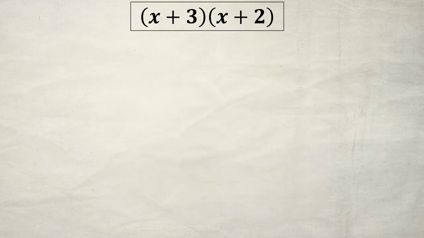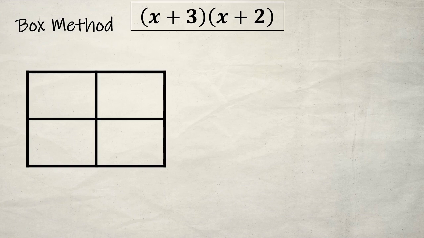Alright. Now here, this is the same problem, but we can do this in another way. If we use a box method, it kind of looks like four square, and this is very similar to algebra tiles. We're just going to be using x's instead of the shapes. I'm going to take that first binomial and write it along the top. So I have x plus 3. And then along the side, I'm going to write that second one. So I have x plus 2.